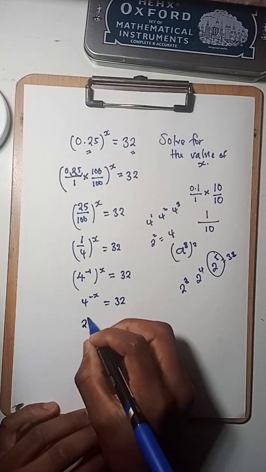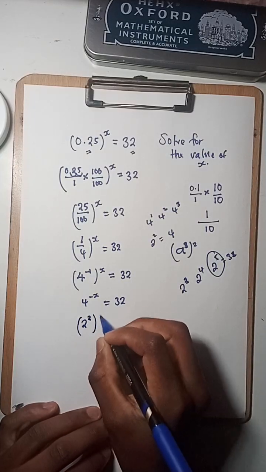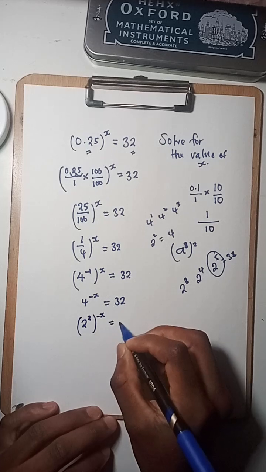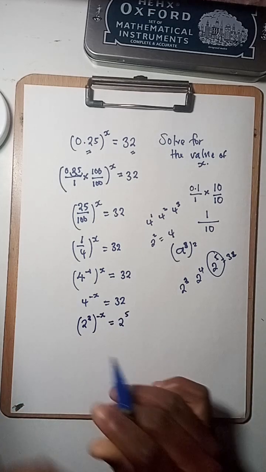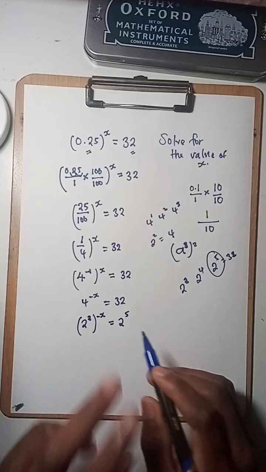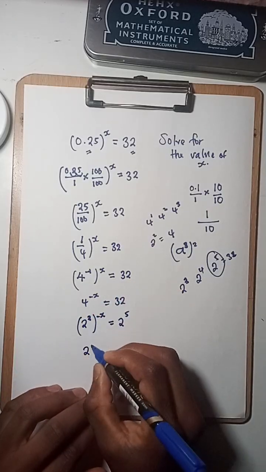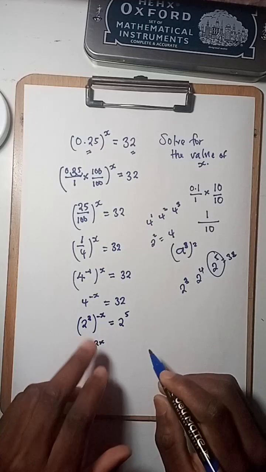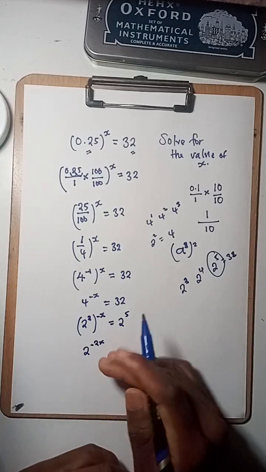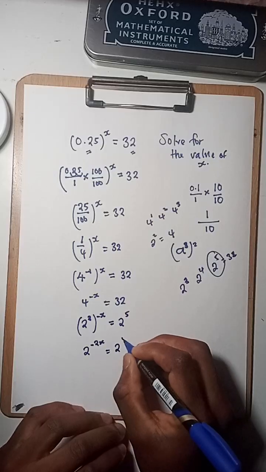So here we're going to have 2 to the power 2, and don't forget about that power negative x, equals 2 to the power 5. We said that when you have two powers up there, we can just multiply them. So we're going to have 2 to the power, this will be negative 2x. When you say 2 times negative x, you have negative 2x. This side is to the power 5.